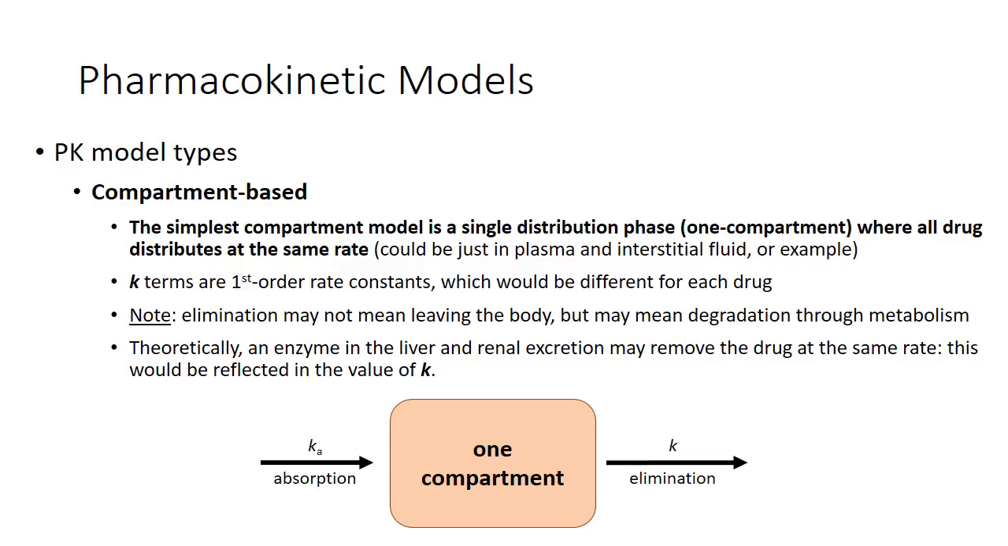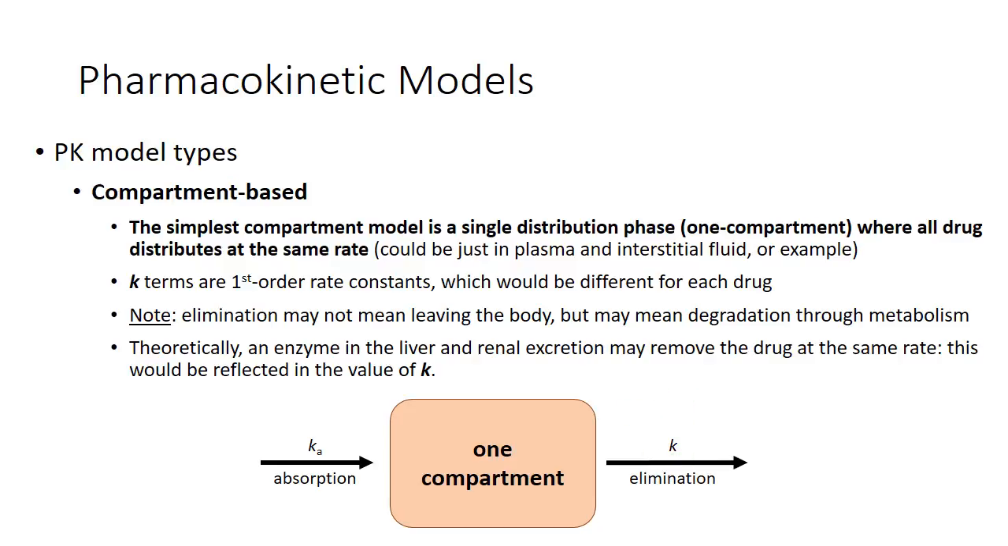So in some cases, or theoretically, an enzyme in the liver and renal excretion. Let's break this apart. An enzyme in the liver would do metabolism. Renal excretion is not metabolism, but it is drug elimination, right? It's going into the urine. If those both happen at the same rate, that would be reflected in one single K value. That means both of those would be reflected in that K value.